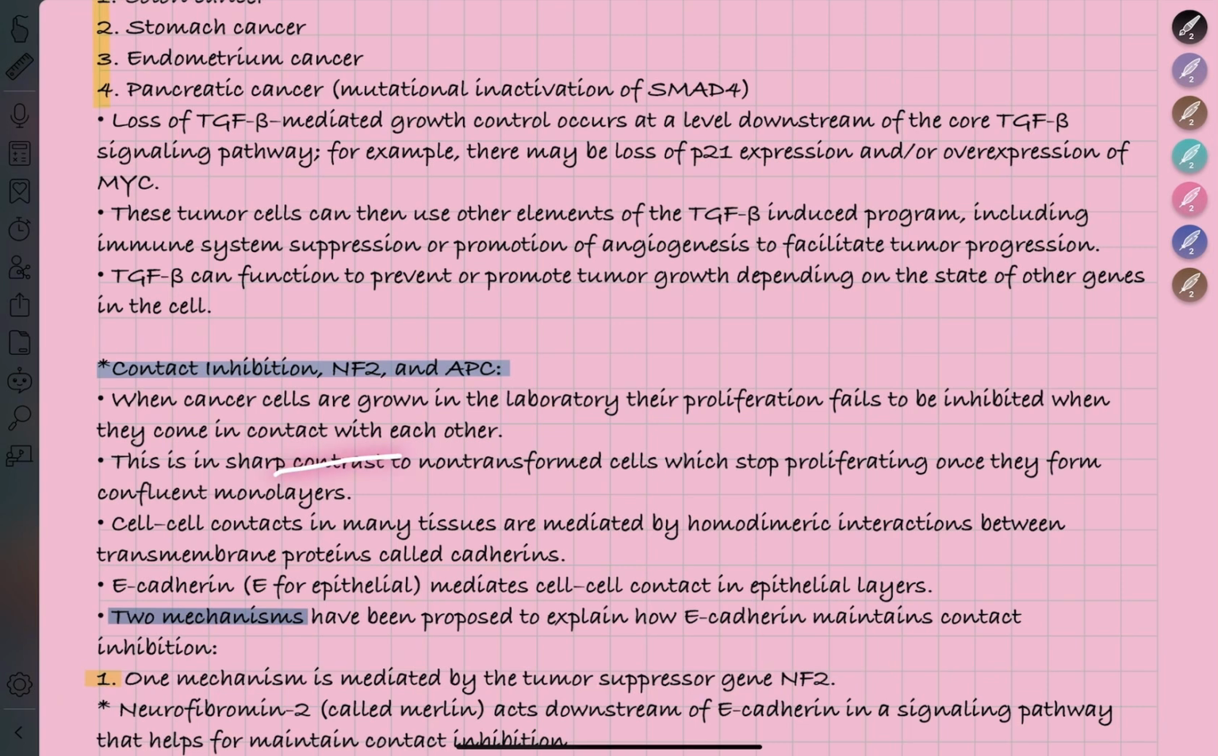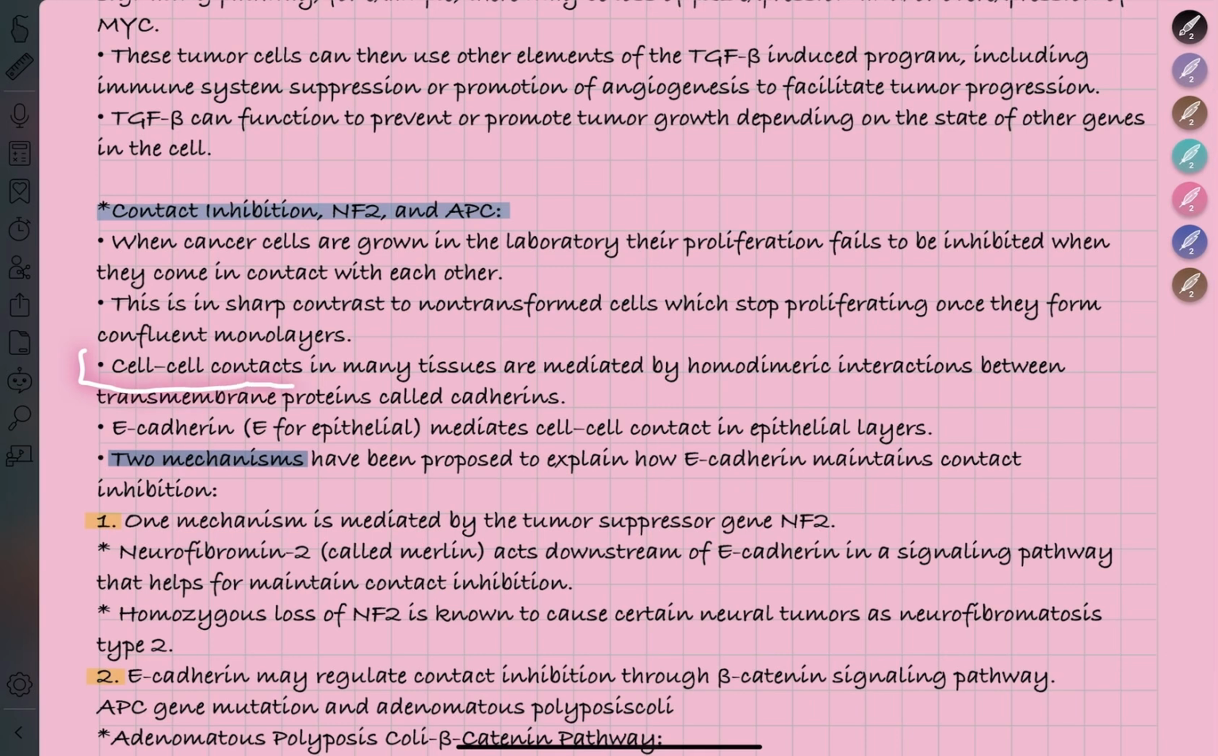And this comes in contrast to non-transformed cells, normal cells. They will stop proliferating once they form confluent monolayers, for example skin. When a skin is wounded, the wound is going to close, and after that, no cells or no proliferation occurs to the skin. Okay, it enters a quiescent state. The cells won't keep on growing and forming a mass outside of your skin. Okay. Cell-to-cell contact in many tissues are mediated by homodimeric interactions between transmembrane proteins called cadherins.